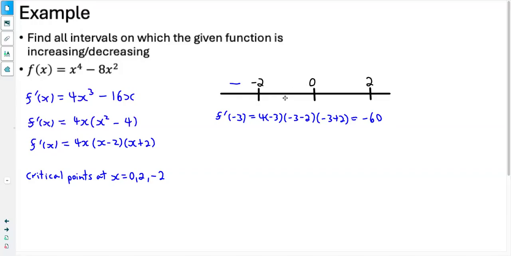Next, I'll choose a point between 0 and -2. We can choose any point between them, so we could have decimals, but I try to keep it simple, so I'm just going to use -1. So we've got f prime of -1 is equal to 4 times -1 minus 1 minus 2 times -1 plus 2, and that gives us 12. So once again, that's a positive value. It was between these two, so I'm going to mark this part of this line graph with a positive sign.